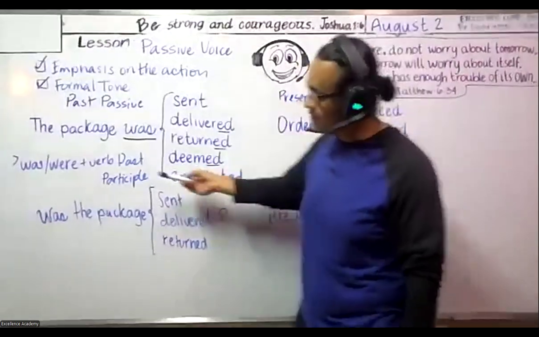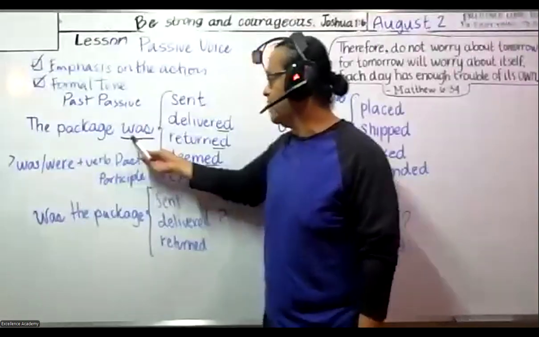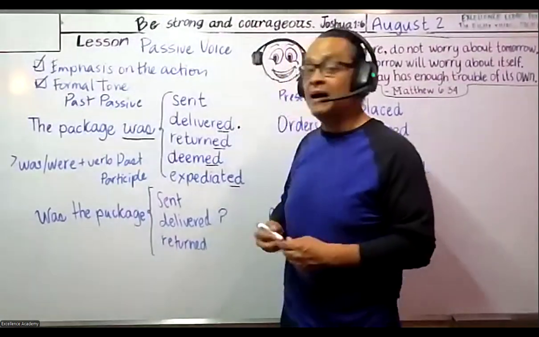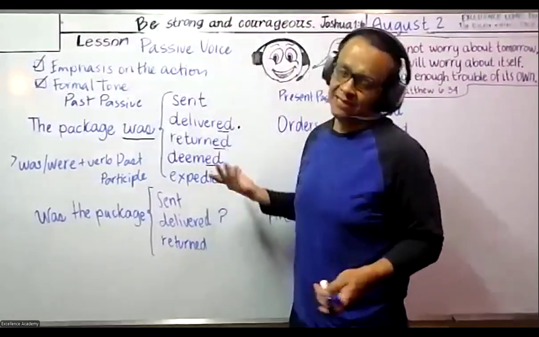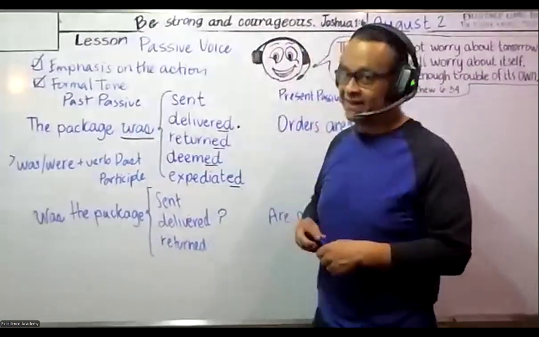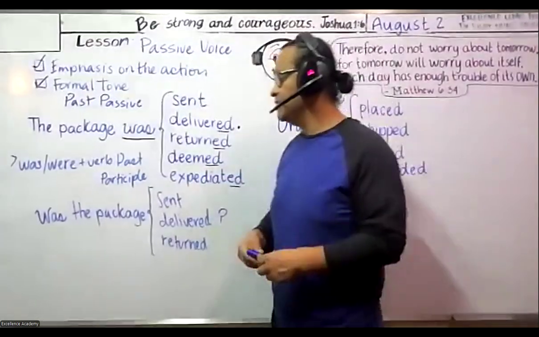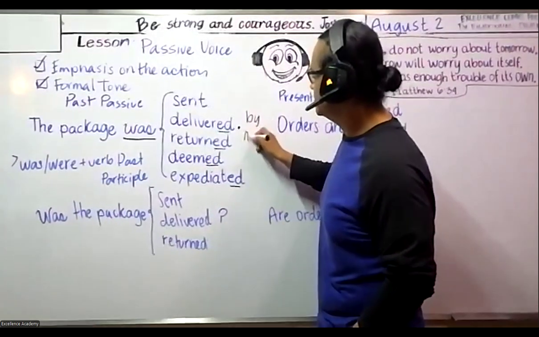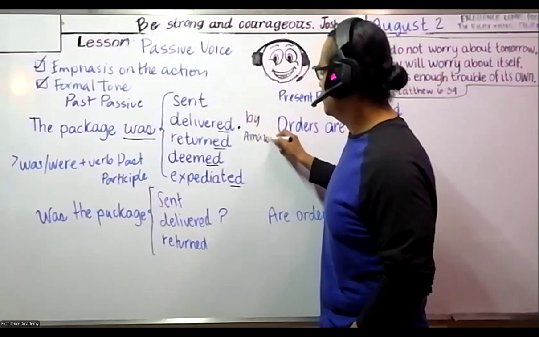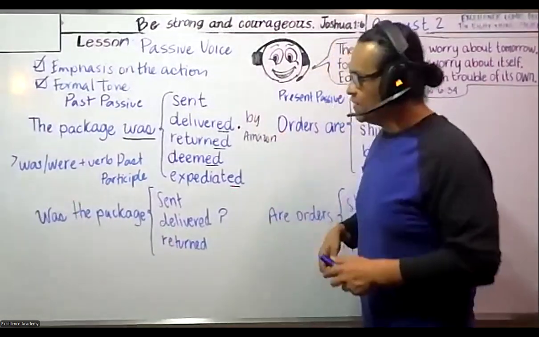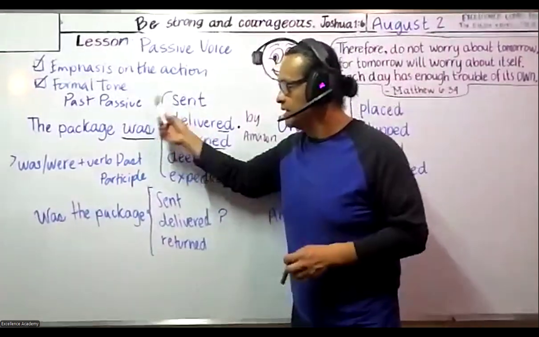And the interesting thing here is that when I say the package was delivered, that's it. I'm not saying who performed the action because it's not important or it's irrelevant or it's not necessary. But if you want to mention who performed the action, we'll say by Amazon. But it's obvious, so we're not mentioning that. Okay? Now, that's going to be for the past passive.